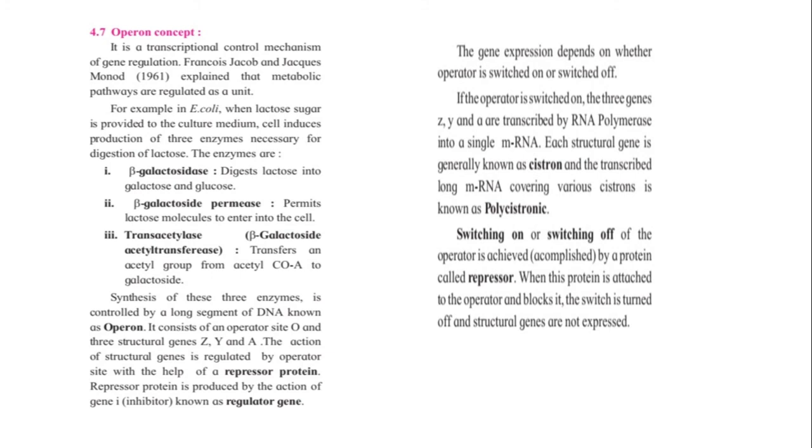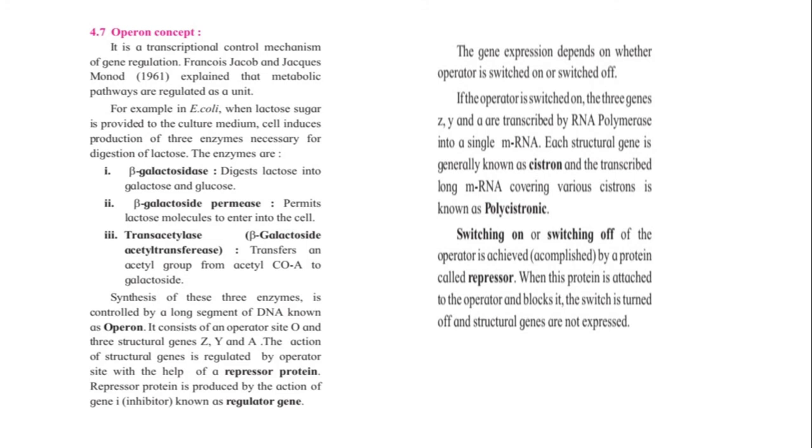The enzymes are: first, beta galactosidase, which digests lactose into galactose and glucose. Second, beta galactoside permease, that is, it permits lactose molecules to enter into the cell. Number three, transacetylase, that is, it transfers an acetyl group from acetyl CoA to galactoside. Synthesis of these three enzymes is controlled by a long segment of DNA known as an operon.